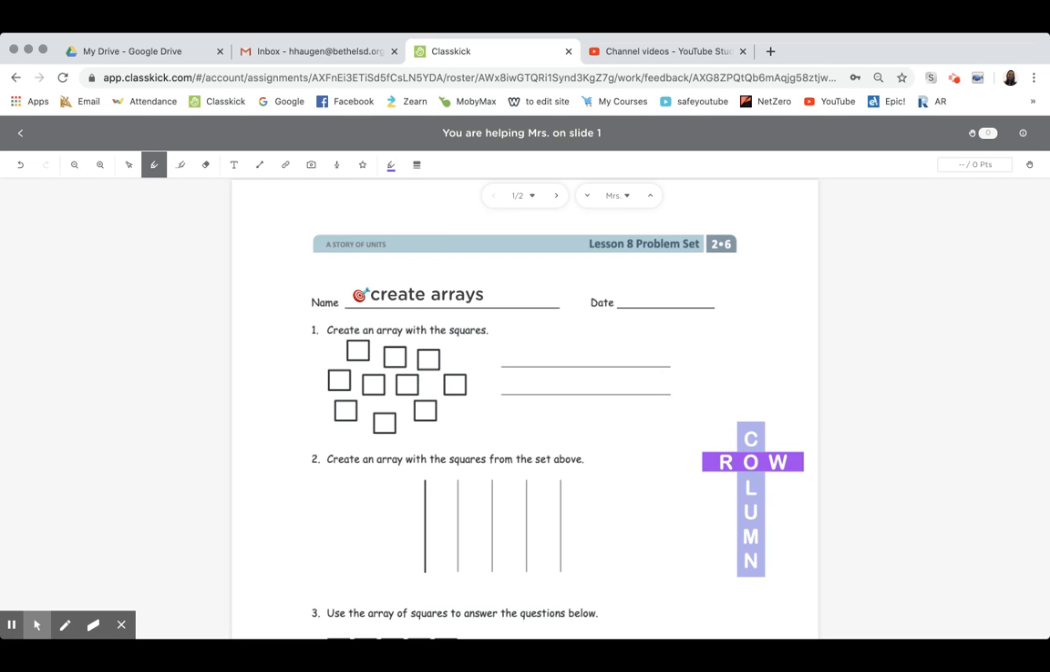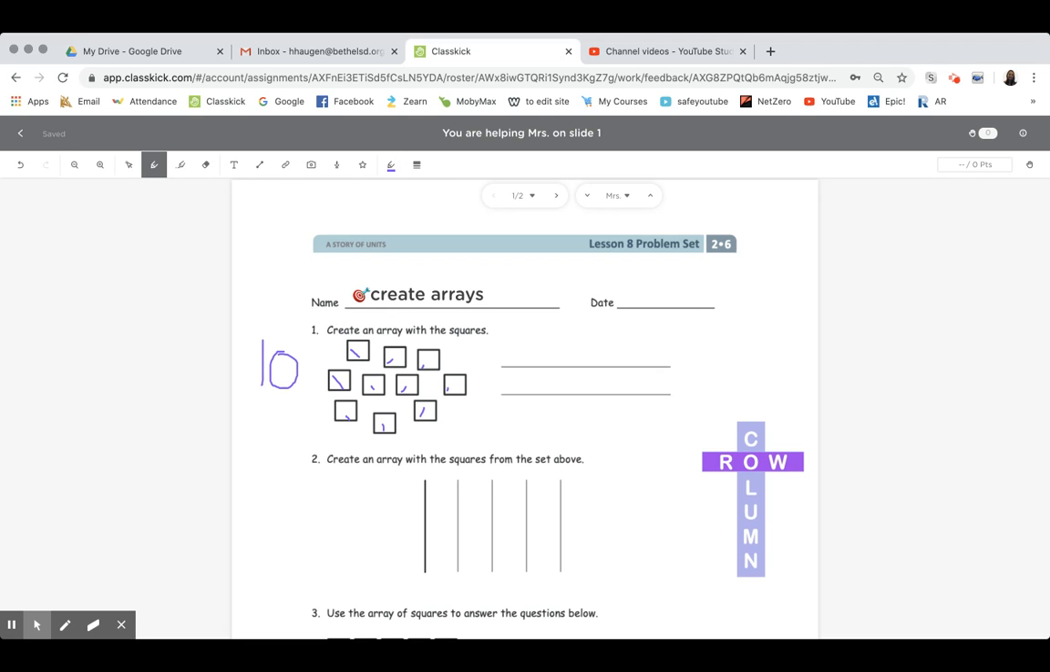The first part says, create an array with the squares. Well, they're just a jumbled mess. So the first thing I need to do is figure out how many squares I'm actually working with. A great way to do this is to count and mark them off as you're counting. So let's do that. 1, 2, 3, 4, 5, 6, 7, 8, 9, 10. So we are working with 10 squares.